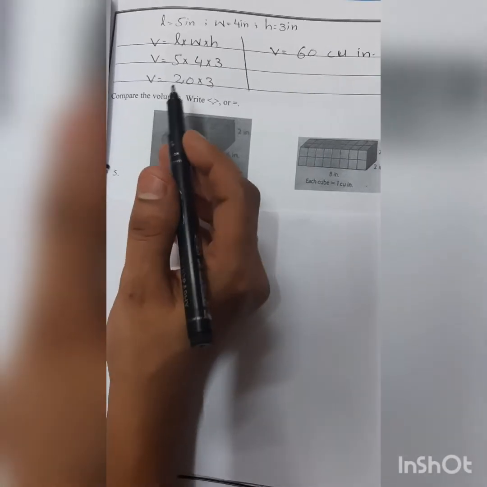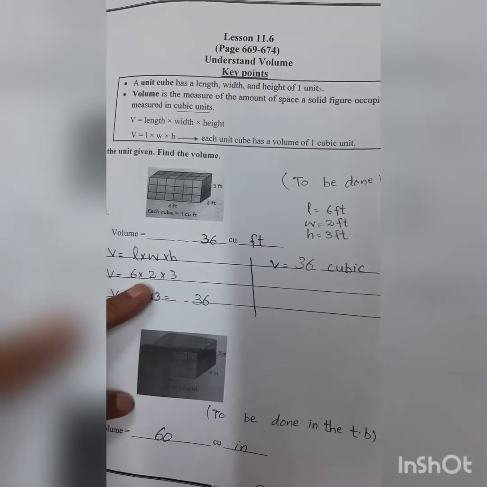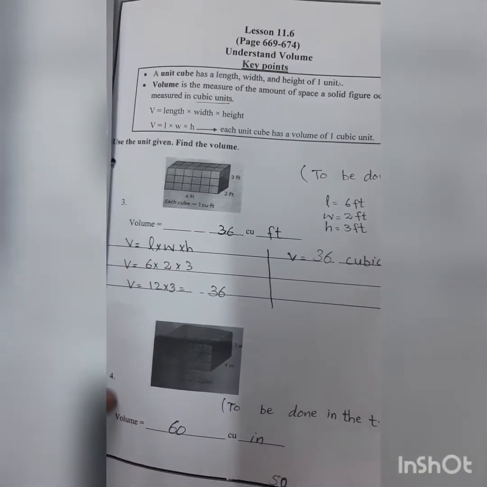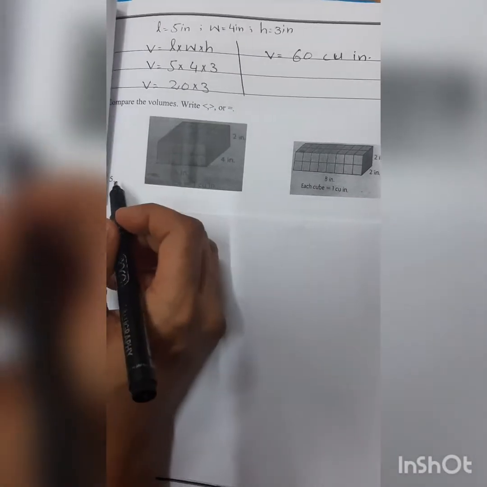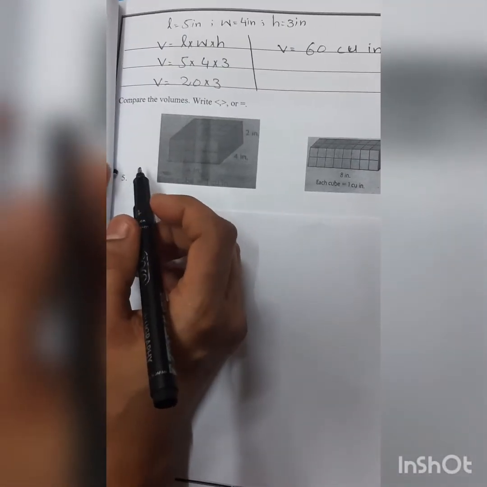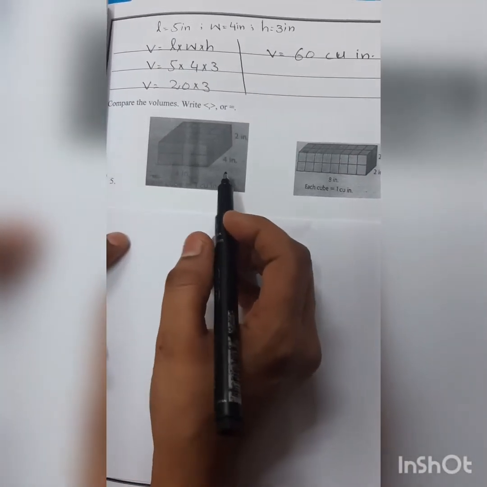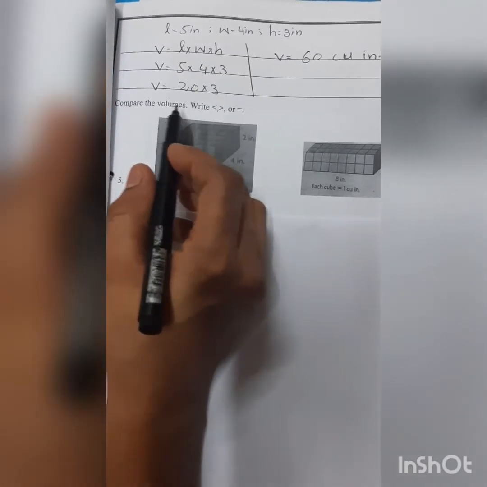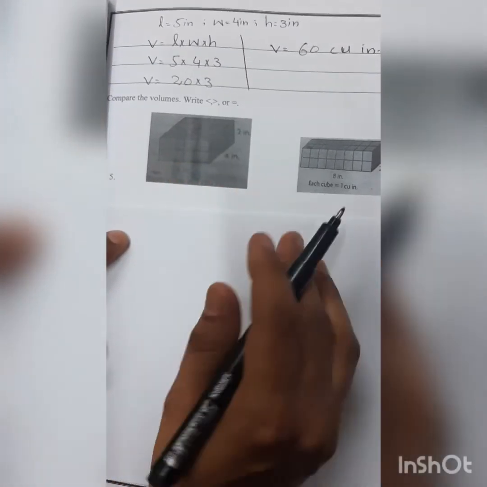Compare the volumes. Day before yesterday we did lesson 11.6, two questions in the textbook, the third and the fourth. Now this question, I suppose, must be in your booklet. Please check the question carefully. Compare the volumes, write greater than, less than, or equal to.